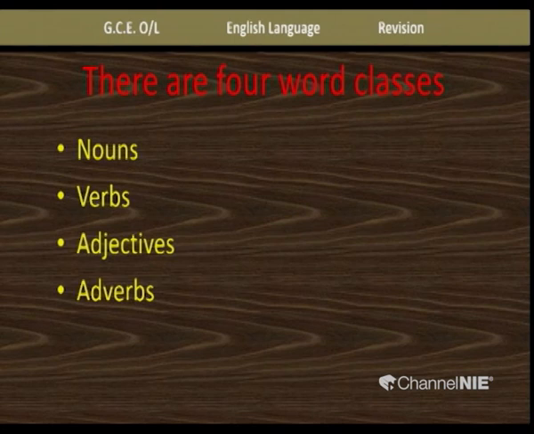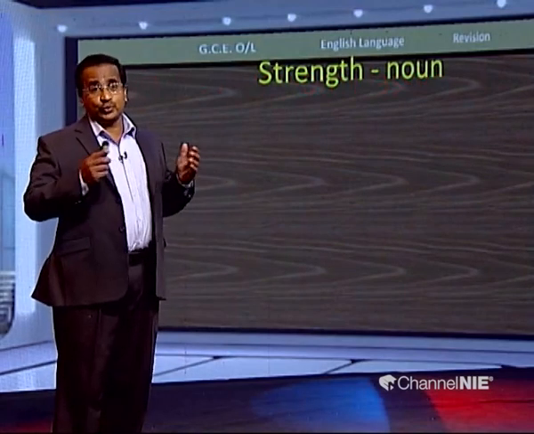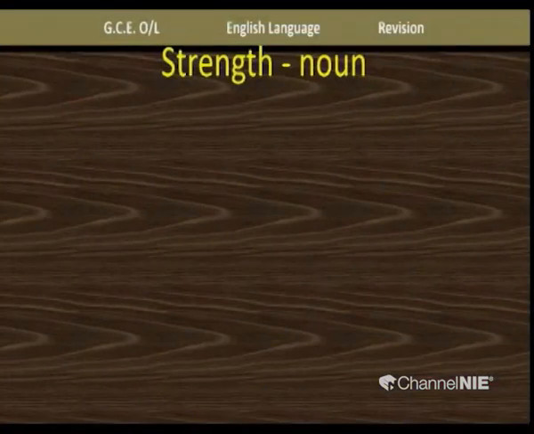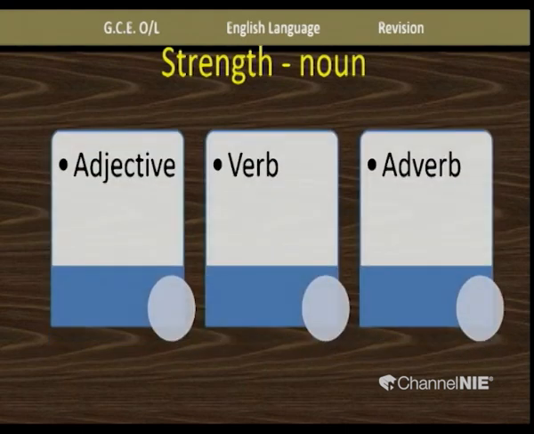In the previous lessons, you have learned these word classes. You have done several activities, but today I am going to show you something different. Have a look at this word strength. This is a noun. You know my strength. It is a noun. This noun can be converted into an adjective. It can be converted into a verb. It can be converted into an adverb. So, a word belonging to one word class can be converted into different word classes.